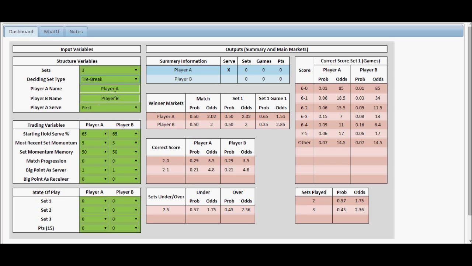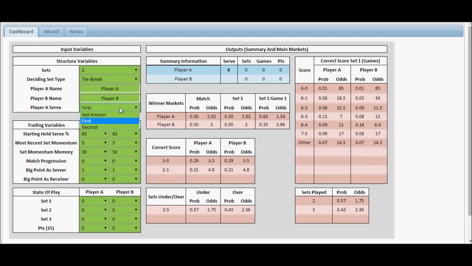So you can put the player names in here, player A and player B, and obviously it will go to all the different places around the sheet. I'm not going to do that here because I might reset the model and don't want to lose the names. So for now we'll just deal with player A and player B.